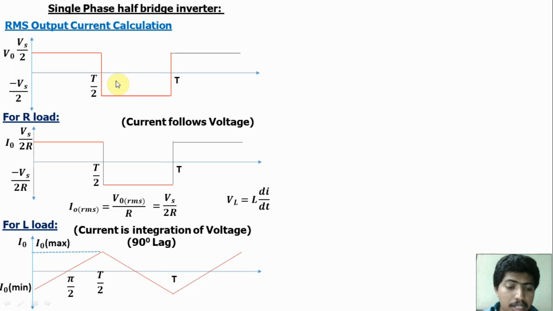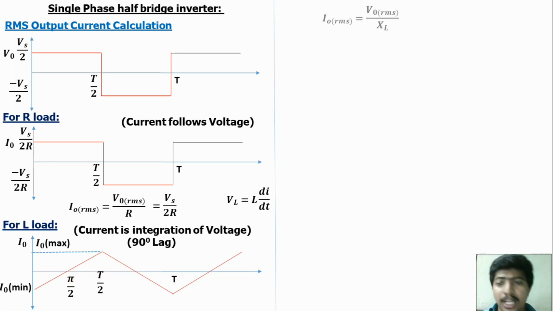And another point, for an L load, the current is 90 degree lag. This is 90 degree lag. This point is 90 degree. Current is 90 degree lag with voltage. Okay. So this is the current for the L load, the inductive load.